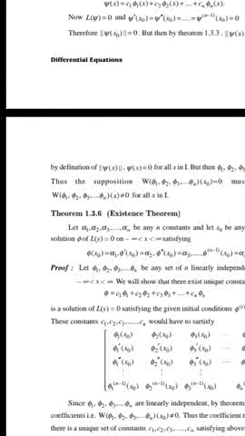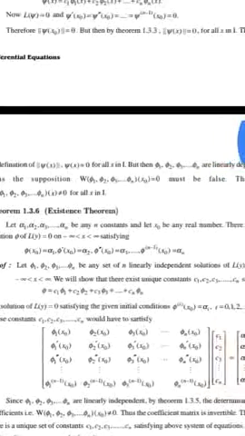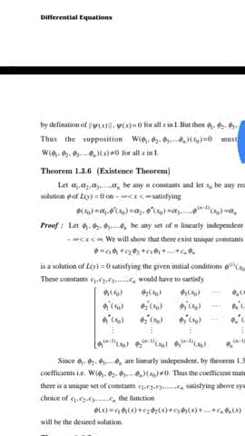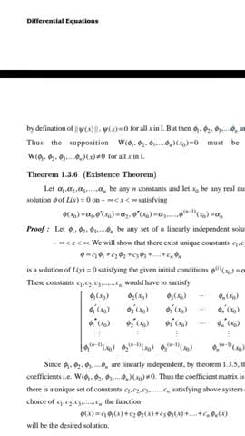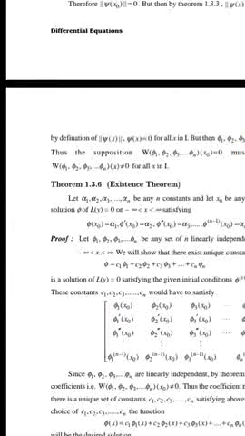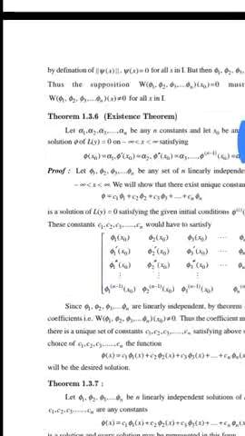Therefore, by definition, psi of x is equal to 0 for all x in I, but then phi1, phi2, ..., phi n are linearly dependent. Thus the supposition that the Wronskian of phi1, phi2, ..., phi n at x naught is equal to 0 must be false. Therefore the Wronskian of phi1, phi2, ..., phi n of x is not equal to 0 for all x in I. This is the solution. Next one, the existence theorem.